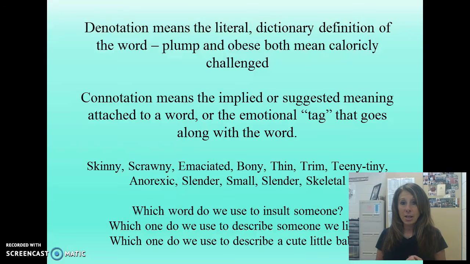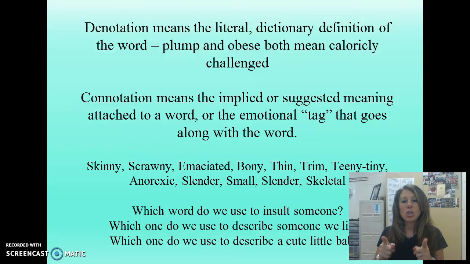You have the words skinny, scrawny, emaciated, bony, thin, trim, teeny tiny, anorexic, slender, small, slender, and skeletal, okay? Which word do we use when we want to insult somebody? When we want to make fun of them? When we want to be mean to somebody? Which of those words do we use to describe someone we like? And which one of those words do we use to describe a cute little baby? Because they all have the same denotative meaning. Slender, thin, whatever it is, they all have the same denotative meaning.